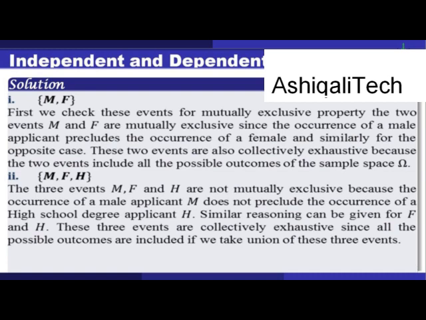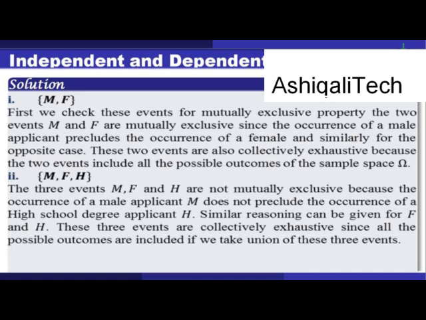Also, these two events are collectively exhaustive because the two events include all the possible outcomes of the sample space, because the whole sample space consists of males and females. Dear students, now coming to the second example where we have M, F and H. The three events M, F and H are not mutually exclusive because the occurrence of a male applicant M does not preclude the occurrence of a high school degree applicant H. Similar reasoning can be given for F and H.